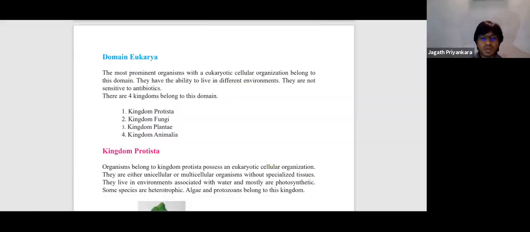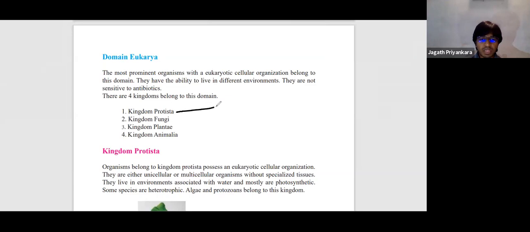I will share the screen now. Okay, if you look at the textbook, under kingdom Eukarya, you can see Protista, Fungi, Plantae and Animalia. There are 4 kingdoms. Out of those, you get microorganisms under kingdom Protista and kingdom Fungi. These 2.